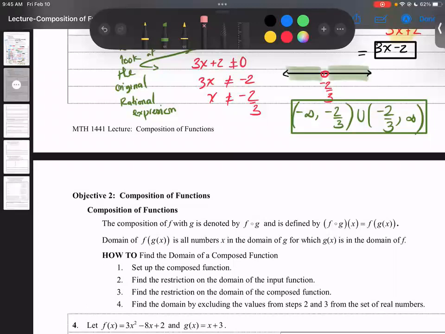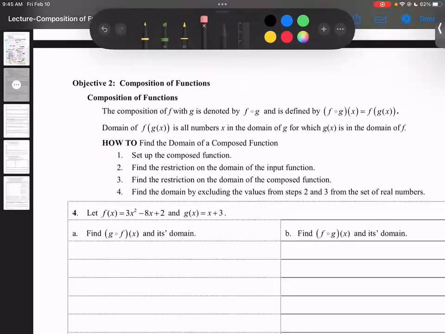All right, so that's combining functions by adding, subtracting, multiplying, and dividing. Now we're going to talk about composition of functions. Now you're going to put one function inside another function.